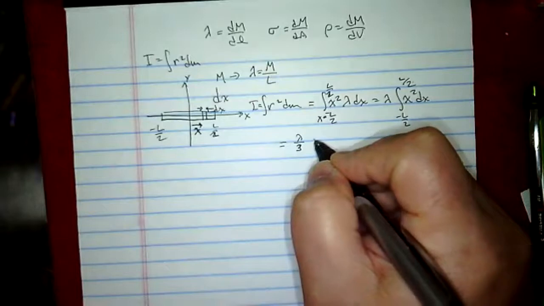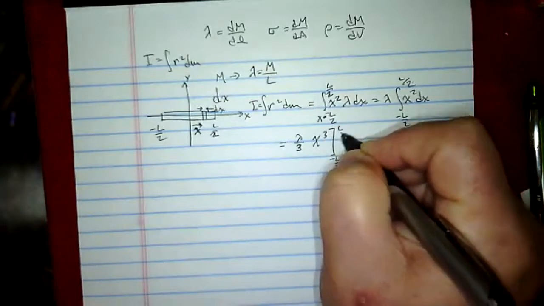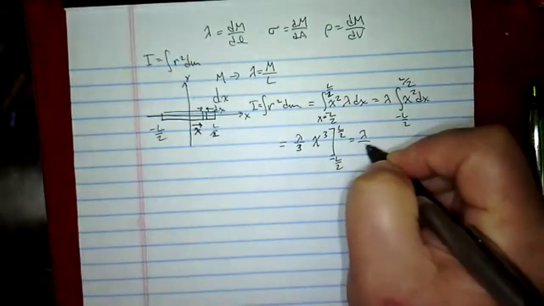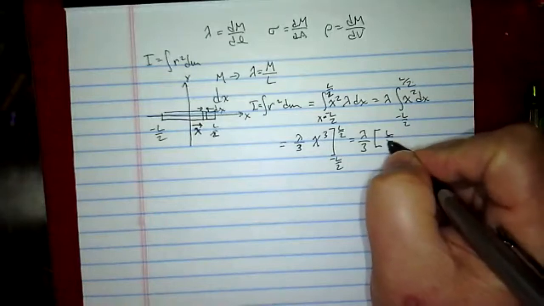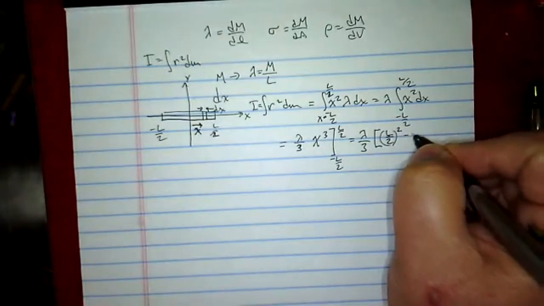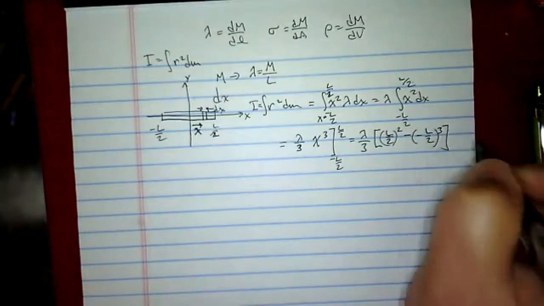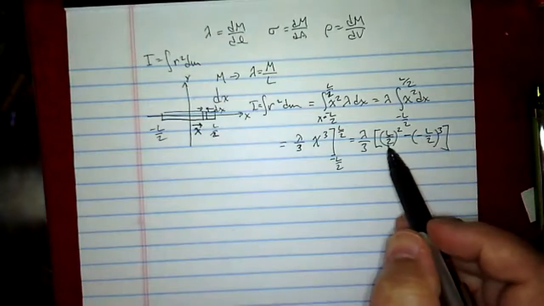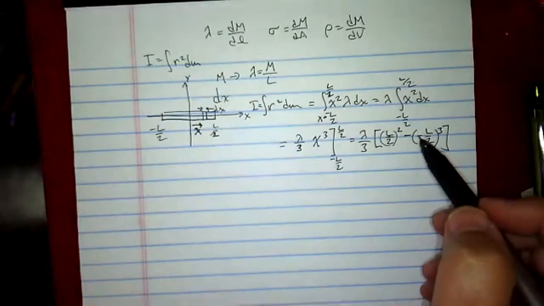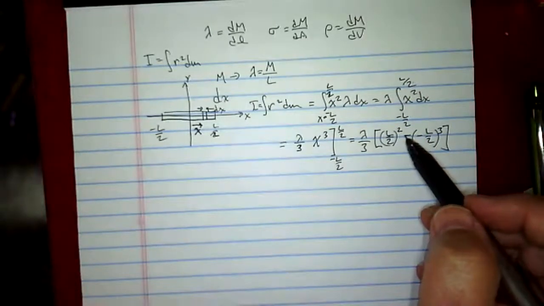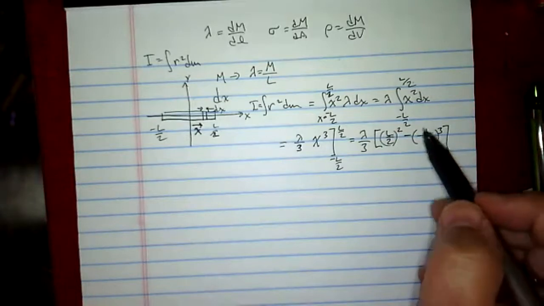times x to the third, evaluated at negative L over 2 and L over 2. That becomes lambda over 3 times L over 2 cubed minus negative L over 2 cubed. Of course, when you cube a 2, it's going to become an 8. And when you cube the negative sign here, that's going to make it negative, and then you have subtraction of a negative. So subtraction of a negative is equal to the sum of a positive.